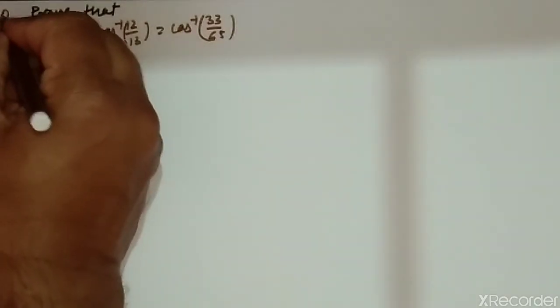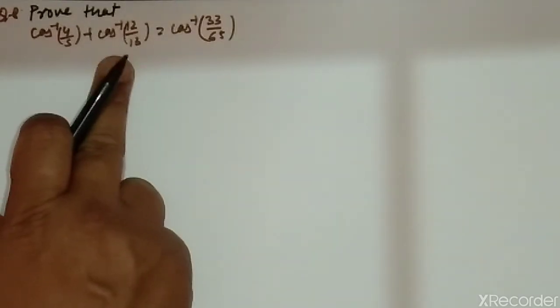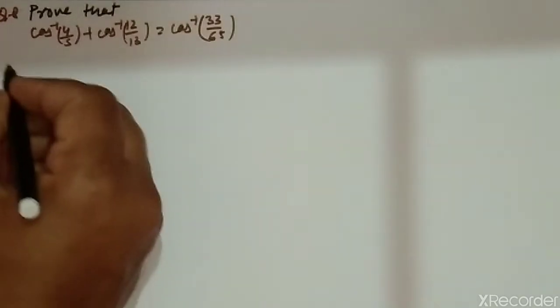Question number 8. Prove that cos inverse 4 upon 5 plus cos inverse 12 upon 13 is equal to cos inverse 33 upon 65. Clear? Now we have to prove that. But the problem is that we don't have an identity for cos inverse x plus cos inverse y is equal to cos inverse of something. Clear?